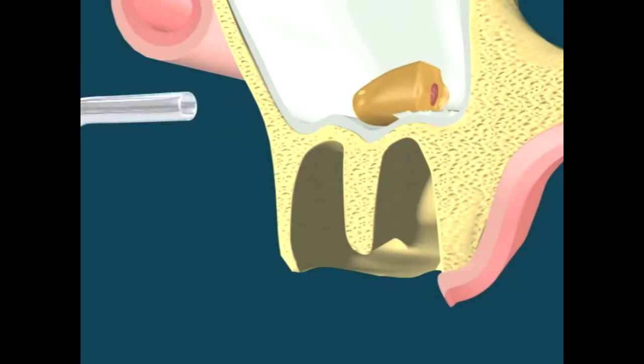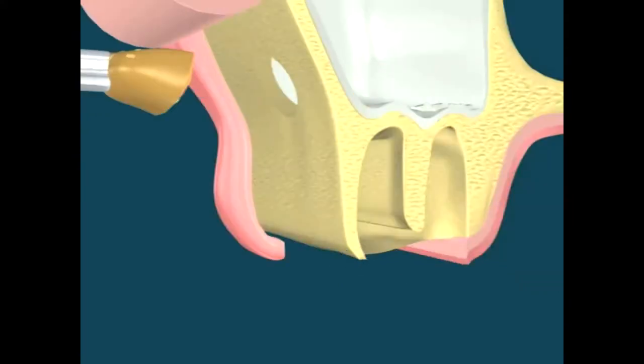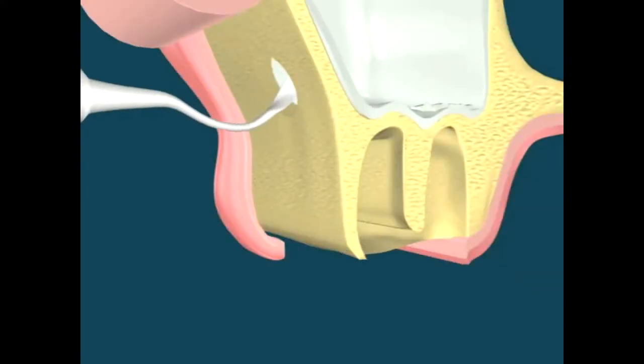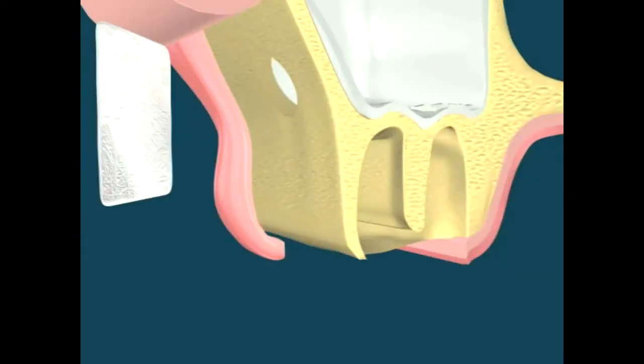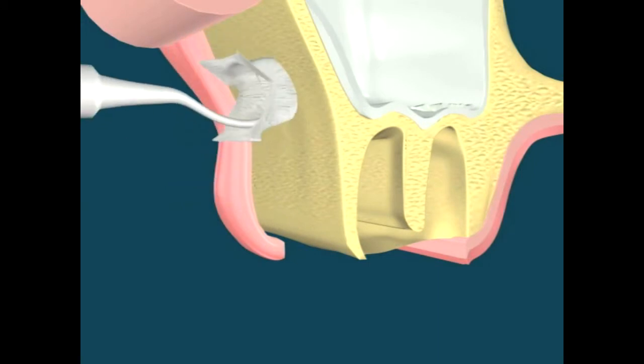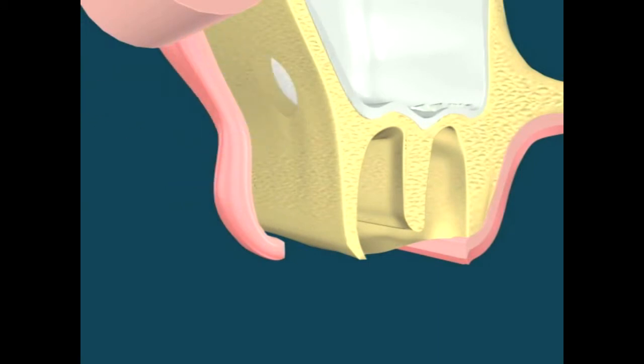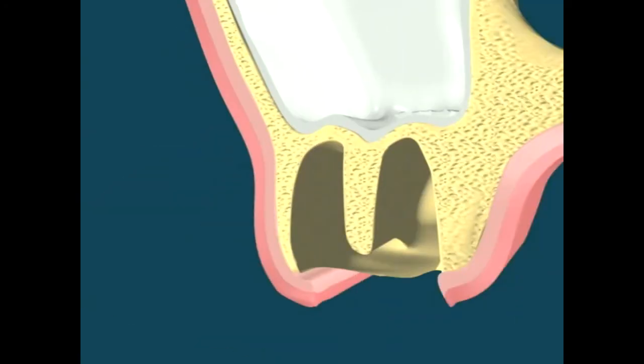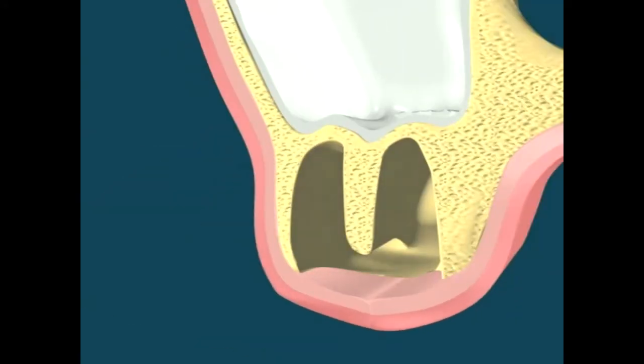It can then be pulled out through the access window created. A resorbable membrane can be used to repair the cut. It is placed into the access window. The flap is now replaced. The socket in most cases will heal and fill in on its own.